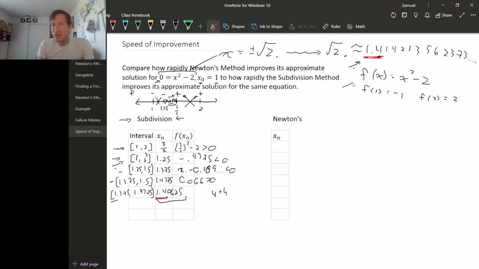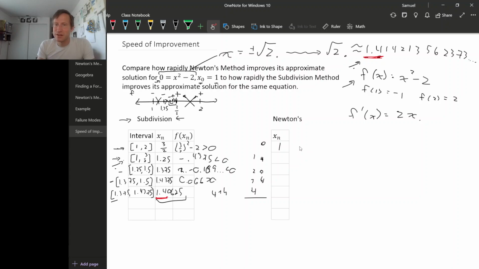So for Newton's method, we have the function. We need the derivative of this function, which is 2x. So let's start out with x equals 1. Right? So this is our first stage, second stage, third stage, fourth stage. Let's see, 3, 4. So I guess maybe we should call this our 0th stage. First, second, third, fourth. And just to make it fair, let's go to the fourth stage for Newton's method.